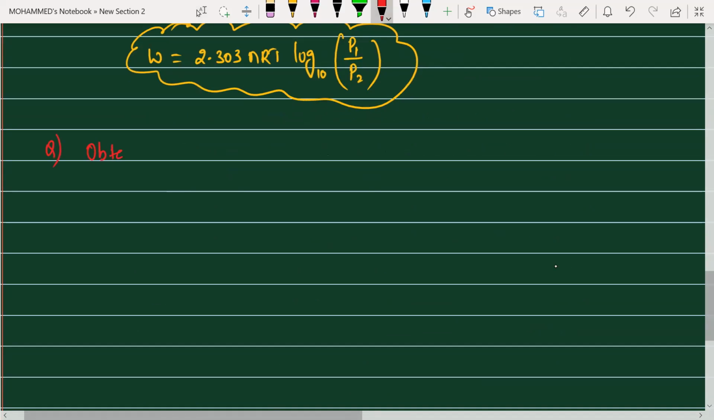Obtain the expression for the work done by an ideal gas during adiabatic change, and explain. What do you mean by adiabatic change, beta?